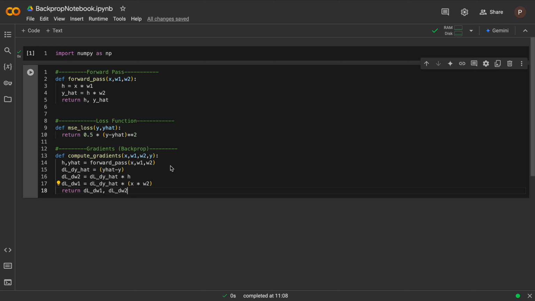And in the next video, we're going to implement the training loop, which is going to use these gradients. Okay, and it's going to use these gradients with gradient descent to update the weights and hopefully minimize the loss function.